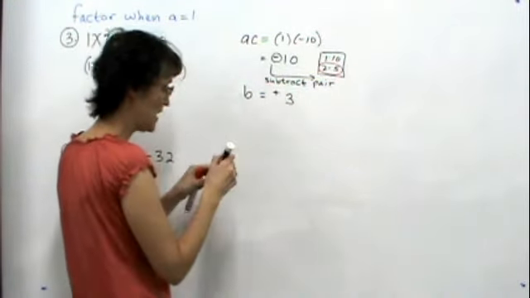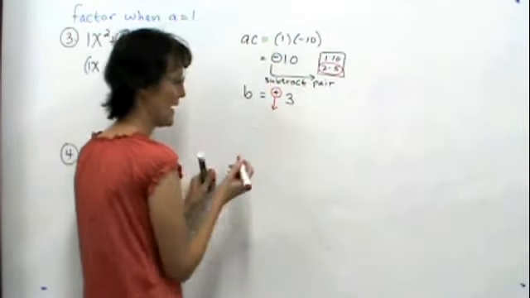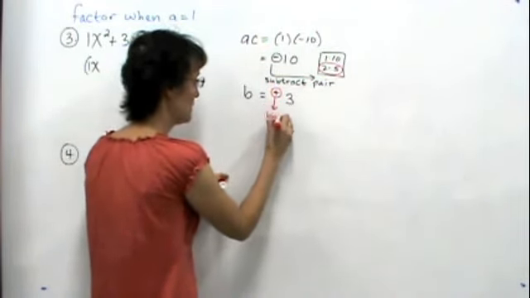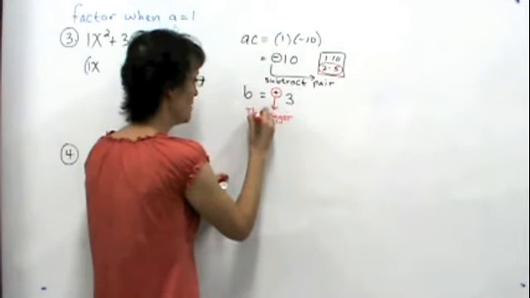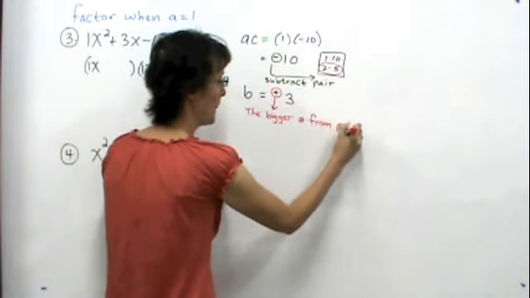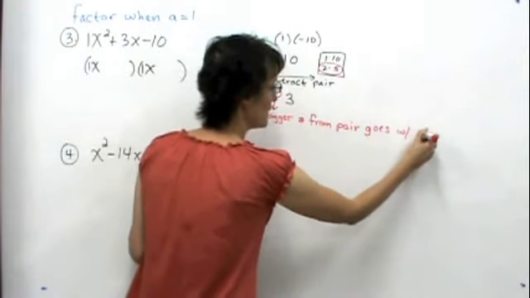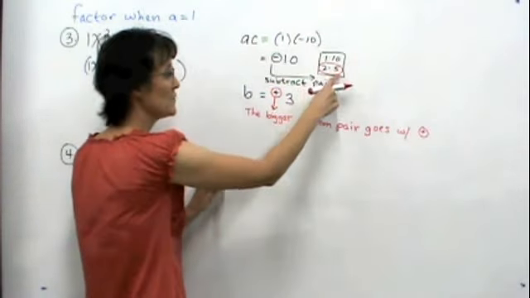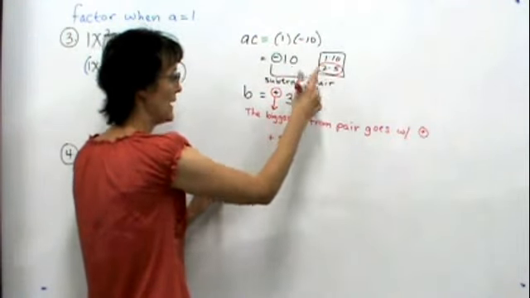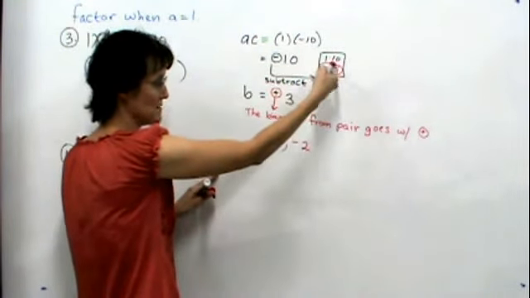Now this sign right here gives me some information too. It has a purpose. The bigger number from the pair goes with that plus sign right there. Out of this pair, the 5 is the biggest, so that's plus 5. And then that has to be minus 2. That's the only way, if you're going to subtract, you've got to have one positive and one negative.